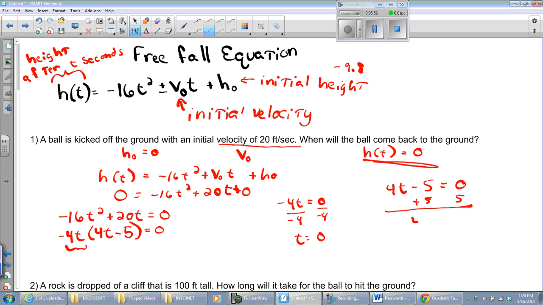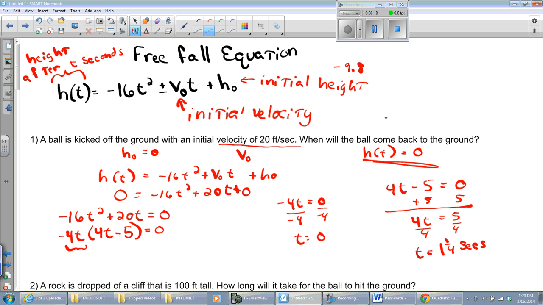And I'm going to get 4t equals 5. Divide by 4. Divide by 4. The time will take 1 1/4 seconds. Yeah, it's pretty amazing. It'll take 1 1/4 seconds if I kick it off the ground with an initial velocity of 20 feet per second.